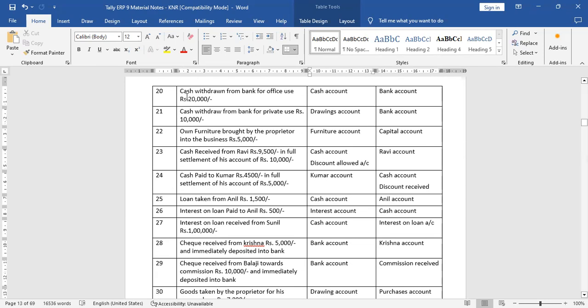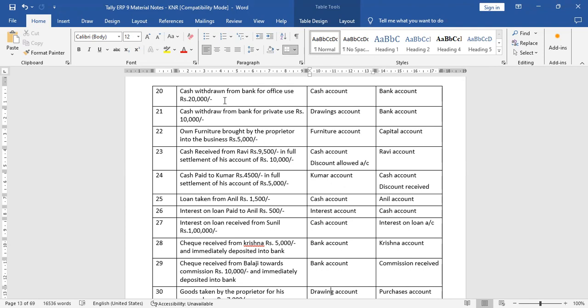Next, 20th point. Cash withdrawn from bank for office use, rupees 20,000. You are withdrawing the money from the bank for office purpose only, not for personal purpose. Is the bank a giver or receiver? Giver. Giver, which side do you enter? Credit side. Now you receive the money. Cash comes into the organization. Which side do you enter? Debit side. So cash withdrawn from bank for office use: cash is debit, bank is credit.